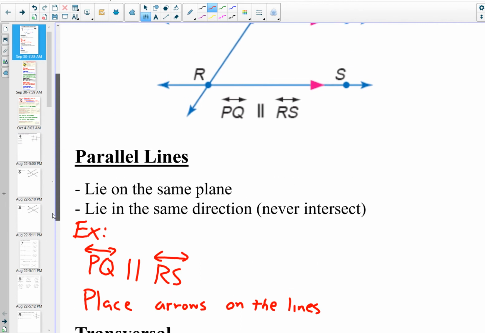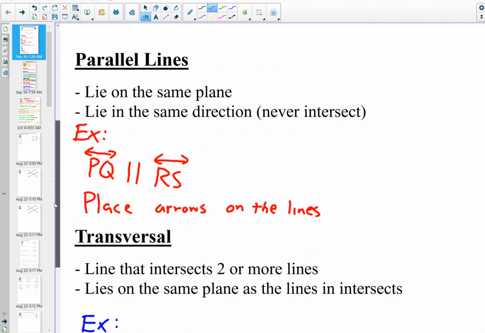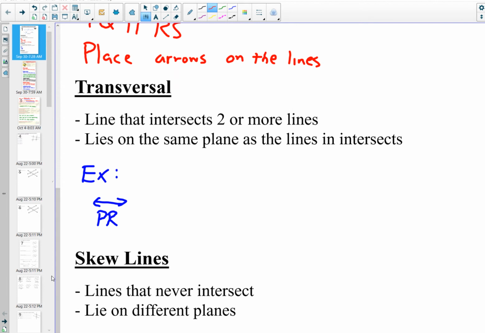Okay. So here we have our parallel lines. PQ parallel to RS. Transversal, we just talked about that. It's a line that intersects two or more lines. It's on the same plane, but it's intersecting. Skew lines, those are lines, they're never going to intersect. So if we have, sorry, skew lines do intersect. Parallels never intersect.